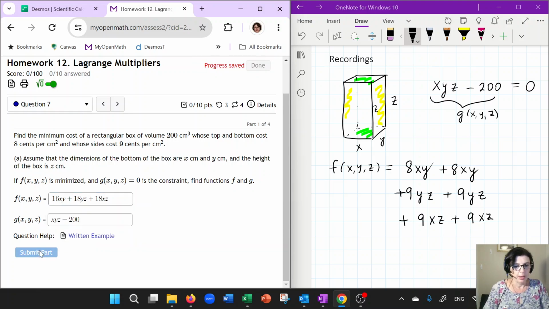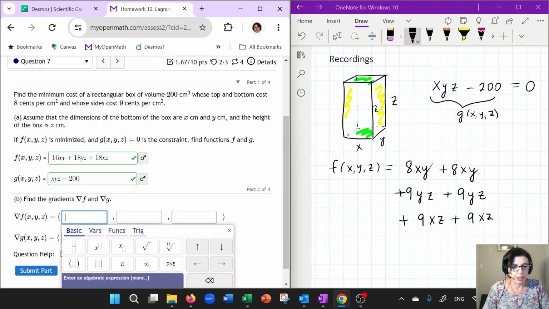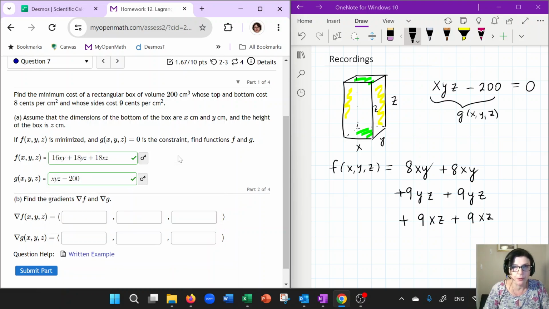Okay, so next we need to deal with the gradients, because the method of Lagrange multipliers says that you are supposed to find the gradients, and they should be proportional to each other at the points, what we call critical points, where the maximum or the minimum, in this case the minimum, will occur. For the gradient of f, because it has 3 terms, you have to be careful and take the derivative of each term separately.